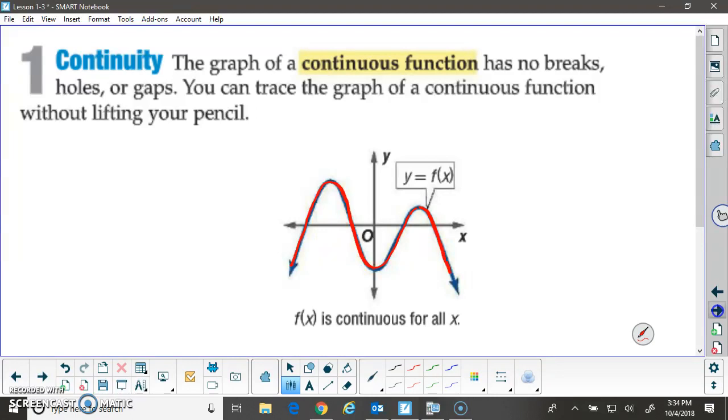But not every function is like that. Some functions are broken apart. They have breaks or holes or gaps in them. And if they have a break, hole, or a gap, then it's considered to be a discontinuous function.